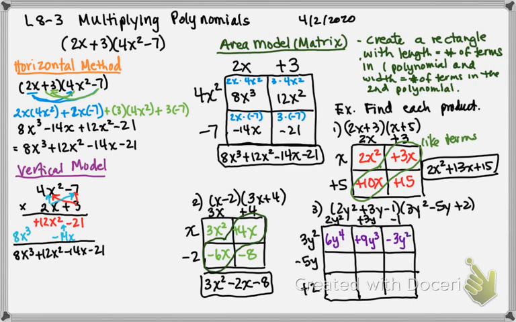Now we're going to go to the second row with a negative 5y. So 2y squared times negative 5y is negative 10y cubed. 3y times negative 5y is negative 15y squared. Negative 1 times negative 5y is positive 5y. 2y squared times 2 is 4y squared. 3y times 2 is going to give me positive 6y. And negative 1 times 2 is going to give me a negative 2.